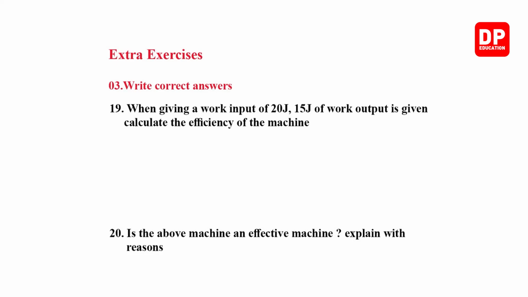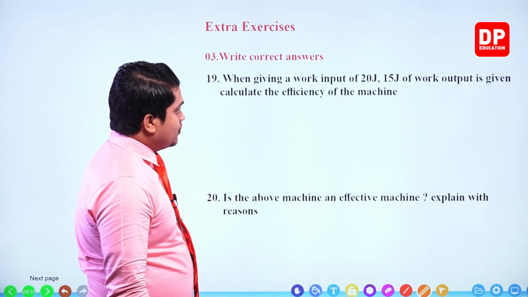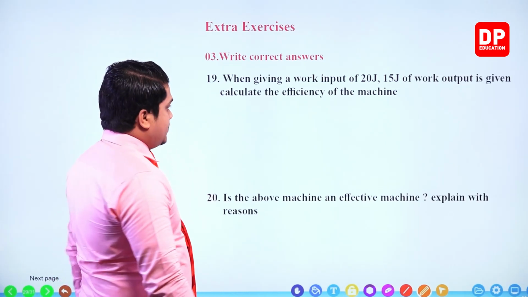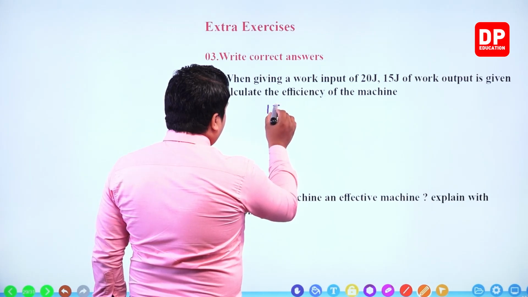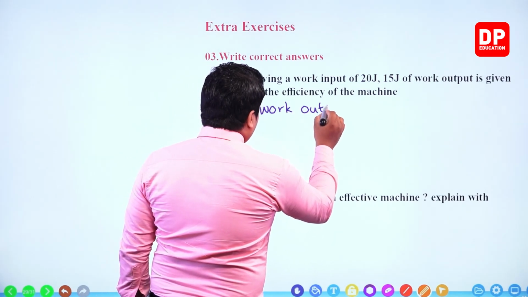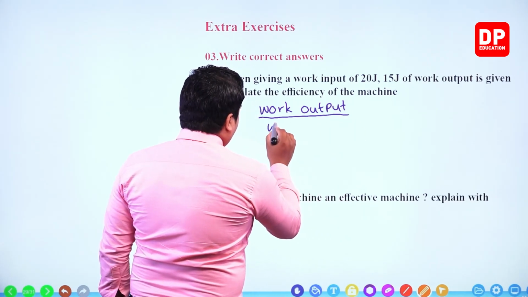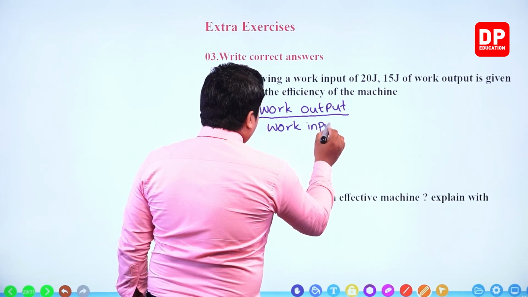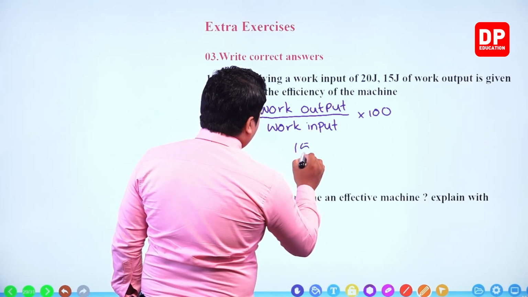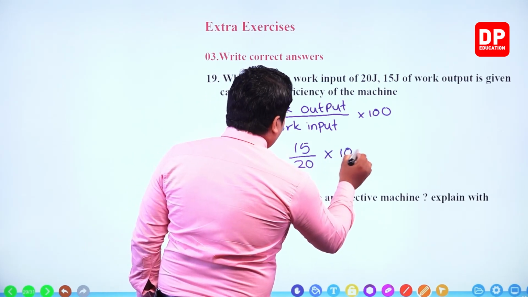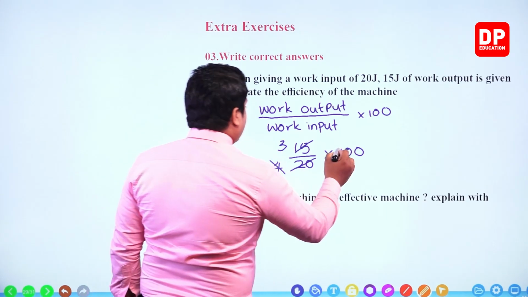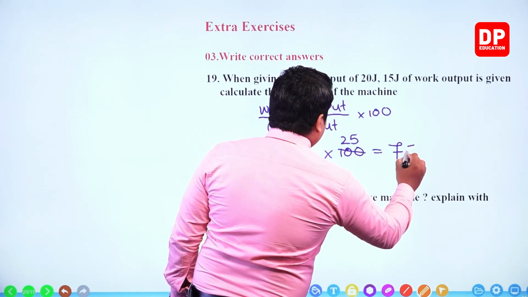Question number 19. When giving a work input of 20 joules, 15 joules of work output is given. Calculate the efficiency. Very simple. So efficiency is, in simple, work output over work input times 100. So work output is 15, here 20, 100. 5 times 3, 5 times 4. Then my dear children, 4 times 1, 25. The answer is 75%.